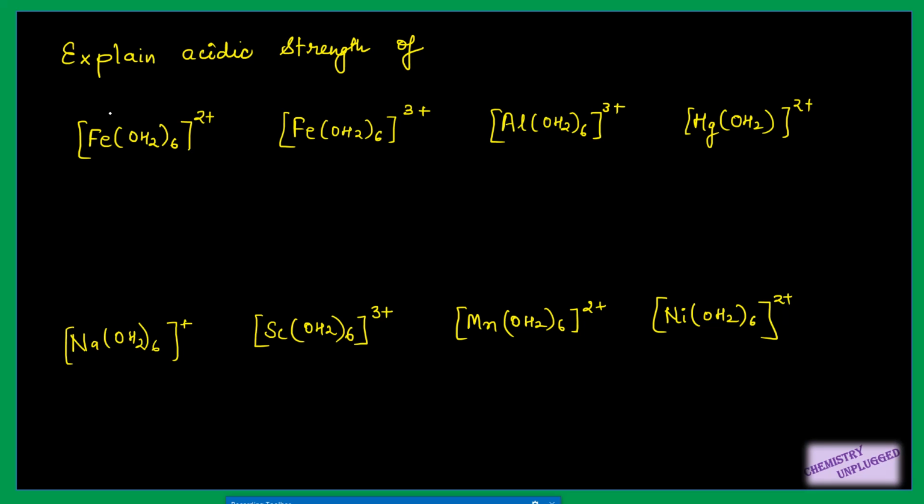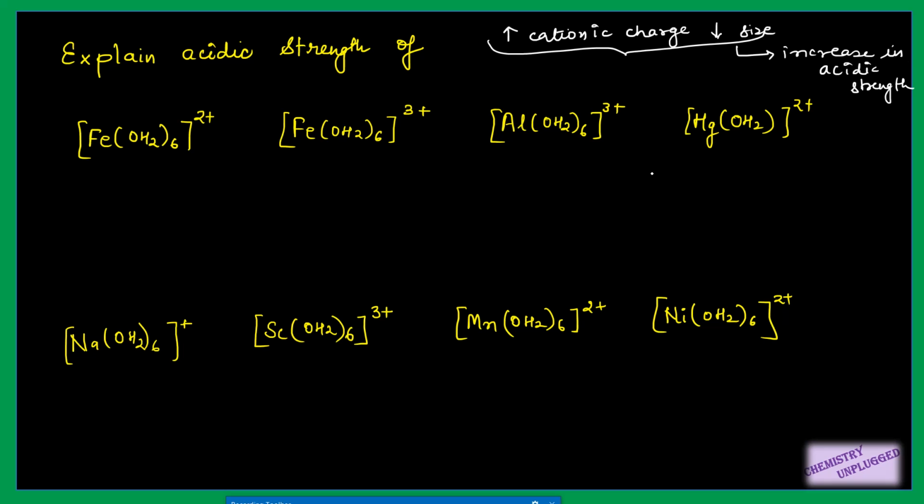In the case of aqua acids, the acidic strength increases with positive charge, the cationic charge. If the cationic charge is increasing and the size decreases, these two conditions will lead to an increase in acidic strength. So acidic strength increases if cationic charge increases and size reduces, and this concept is due to the ionic nature of the central metal atom and the proton.